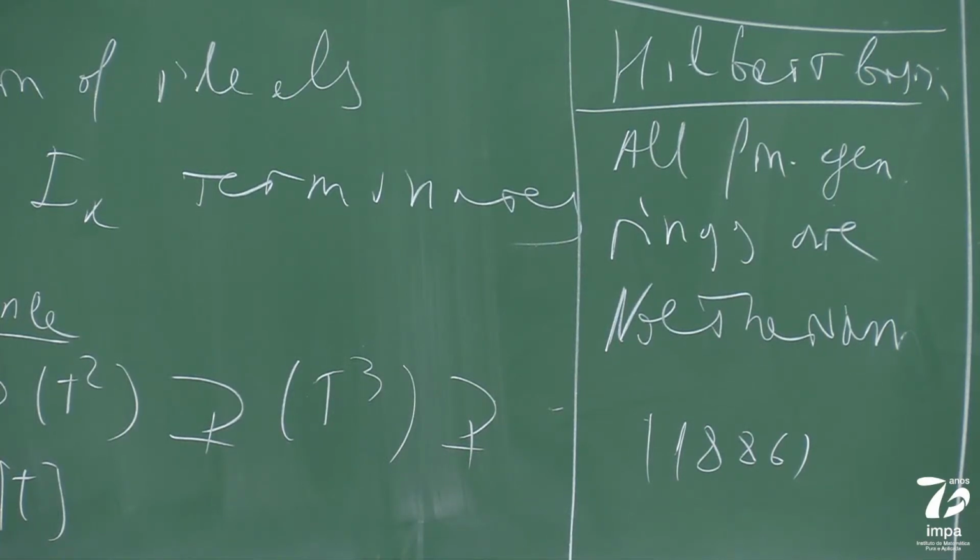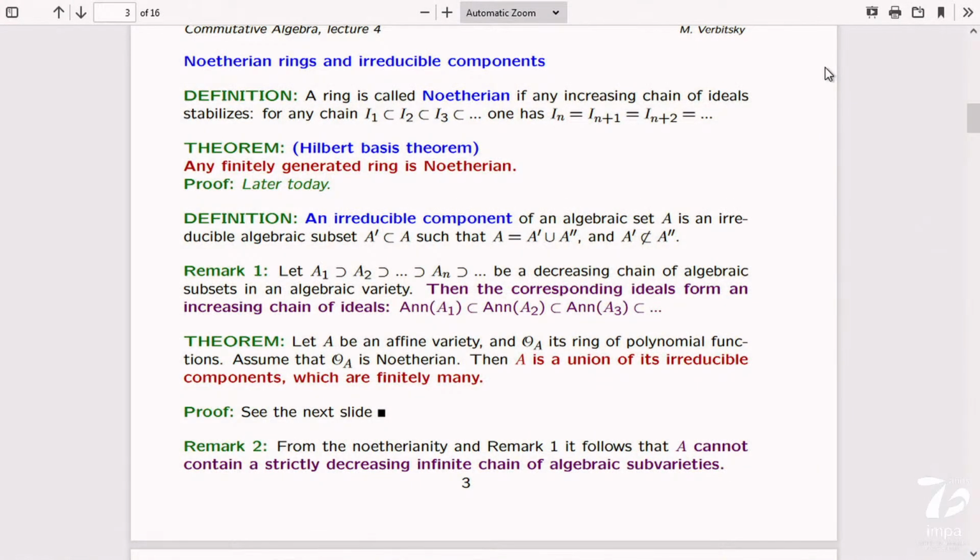So first, let me define it. The intuition is that every algebraic variety is a union of its components which are irreducible, finitely many. Like with the cross, the union of a line and something curved, two curved things, whatever.